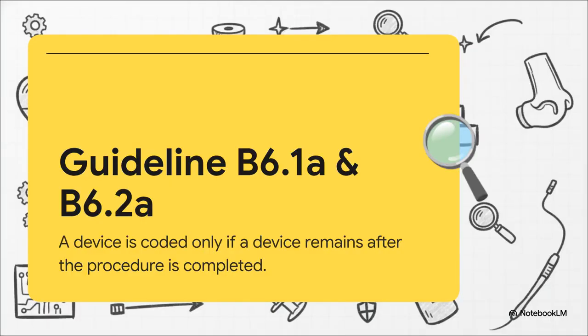Right, so before we can even begin to decipher the complex clinical jargon found in a provider's operative notes, we first have to master the foundational rules. We have to define what actually qualifies as a device in the first place. The 2026 ICD-10-PCS Official Guidelines for Coding and Reporting lay this out super clearly for us. Guidelines B6.1a and B6.2a give us our golden rule. And it's this: a device is coded only if a device remains after the procedure is completed. Put simply, if nothing stays put, we just code the value no device.